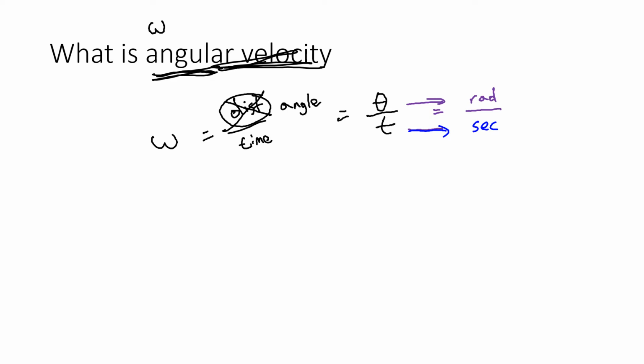Remember also that radians can also be represented in terms of revolution. Remember that one revolution around the whole circle represents 2 pi radians. So we can actually do some conversion and change radians to a certain amount of revolutions. So if we have revolutions per second, or revolutions per minute, or revolutions per hour, then we're also measuring angular velocity.